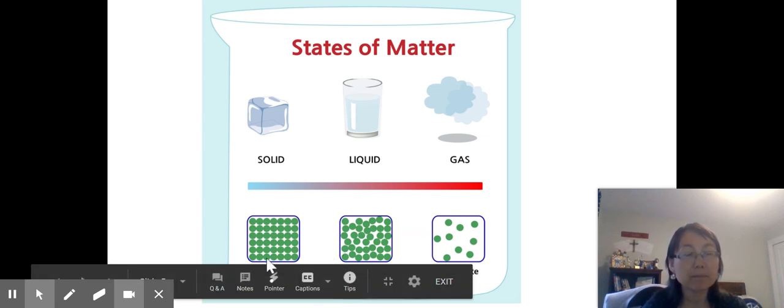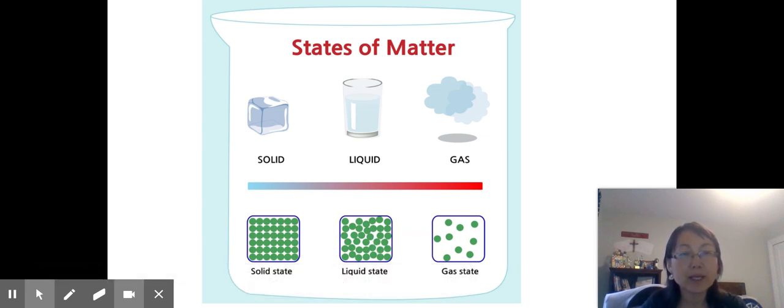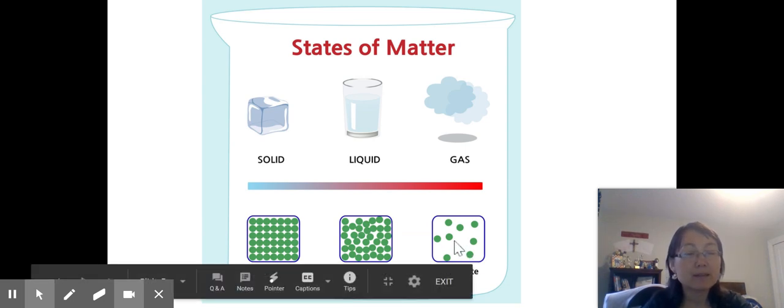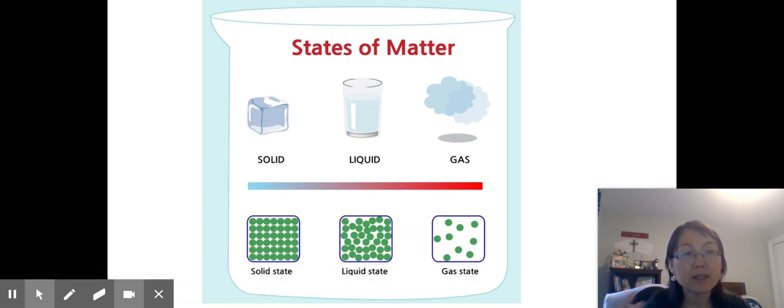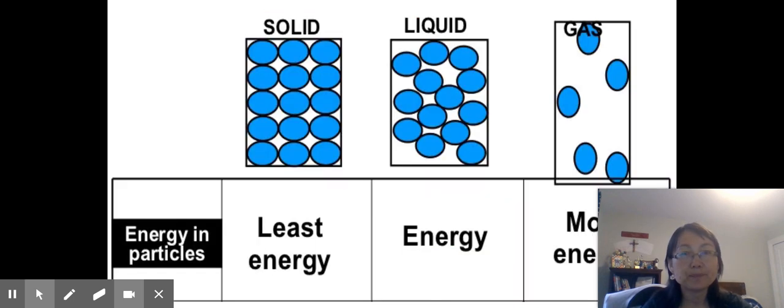In solid, the particles are packed in there. They don't move around. In the liquid, they're kind of moving around, and the distance between each atom is further away, but they still don't move around freely. In the gas state, most of the atoms are moving around, and they also stay away from each other. Okay, that's the difference between solid, liquid, and gas.